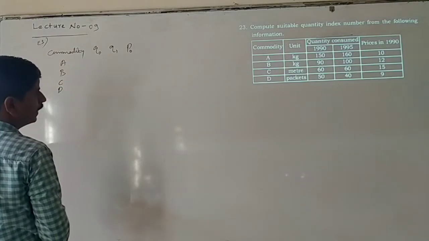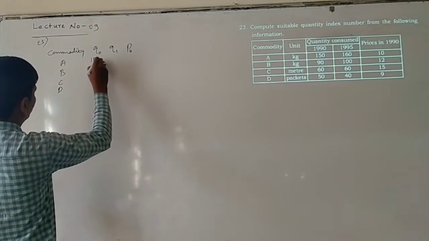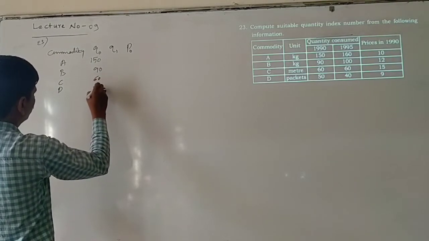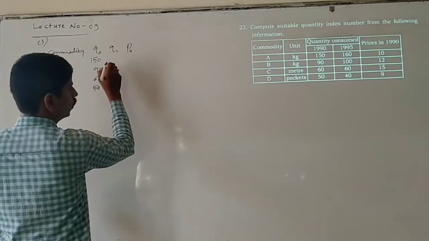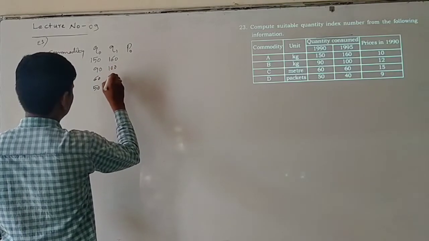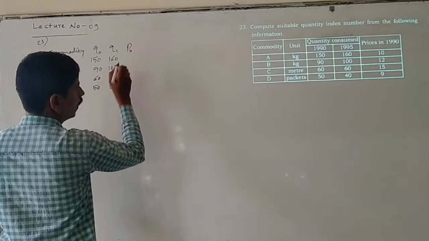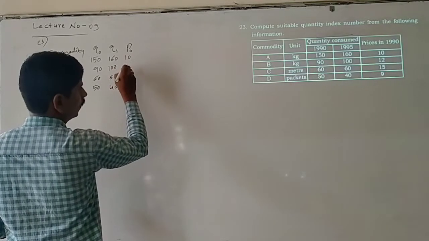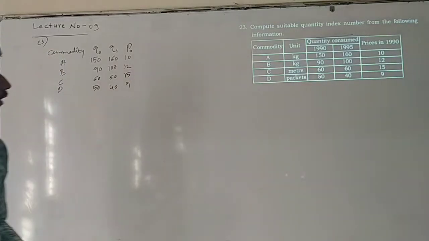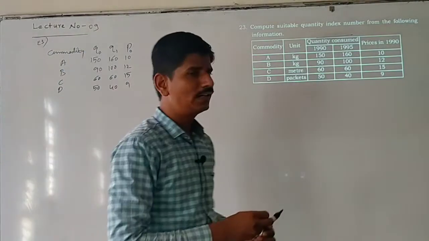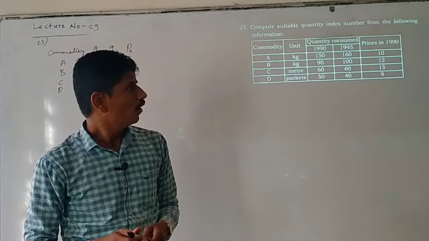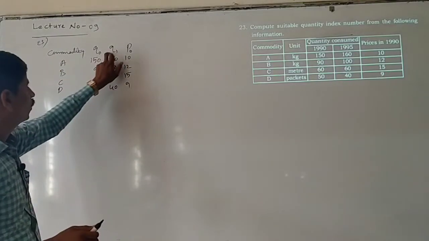Okay, quantity in 1990 is 150, 90, 60, 50. Okay, it is also a 5 marks question. Q1 values 160, 100, 60 and 40. P0 values 10, 12, 15 and 9. Okay, here they are asking to calculate suitable quantity index number from the following data. Here they have given Q0, Q1 and P0 values.